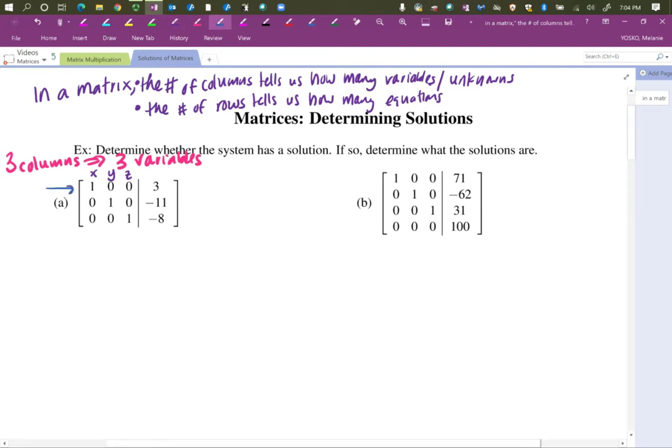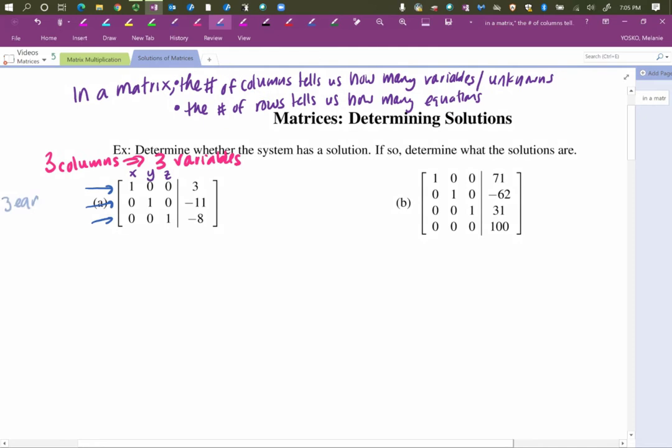Now we're going to look at rows. There's 1, 2, 3 rows. So that means there's 3 equations, because we have 3 rows. If you have as many equations as you do variables, then you know you can have one solution, infinitely many, or none. So we're going to read each of these off.